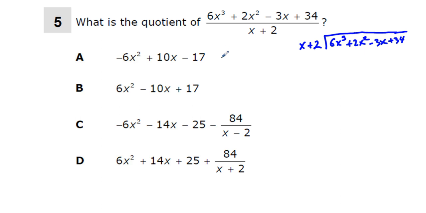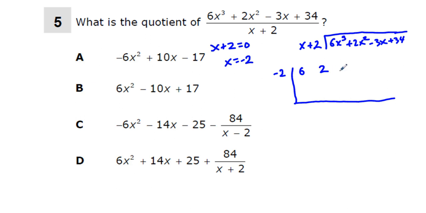Another thing you can do is use the remainder theorem. You can say if we take x plus 2, set that equal to 0, and solve for x, x is equal to negative 2. So if we plug in negative 2, that could help us understand what the remainder is. I think it might be D. But anyway, the one thing that we showed in this class is how to do synthetic division. So what you do is take that value of 0, which is negative 2, and put the coefficients of the polynomial, which is your dividend here. So you have 6x cubed, plus 2x squared, minus 3x, plus 34.